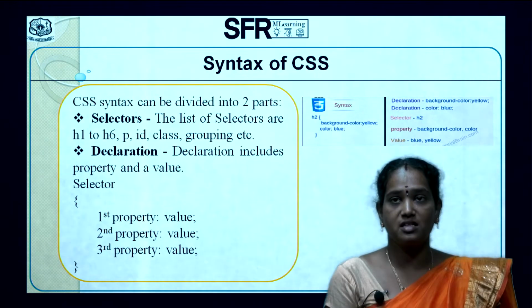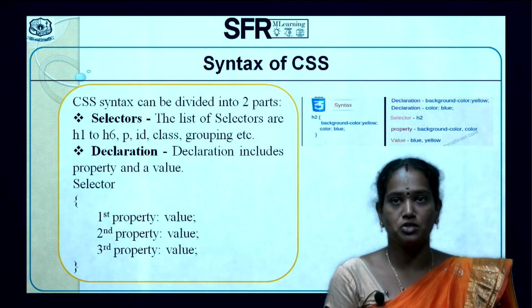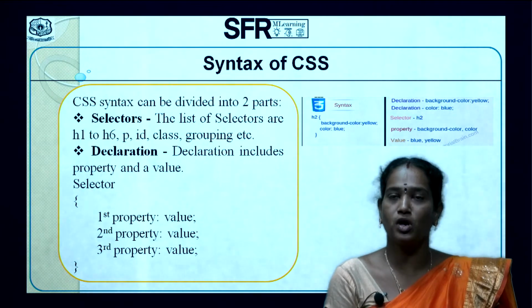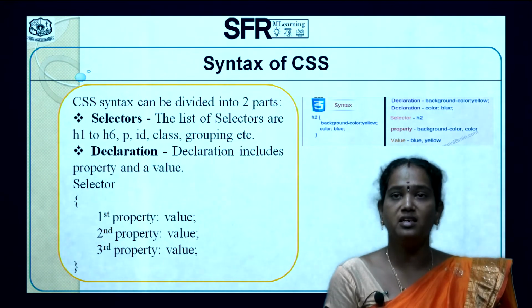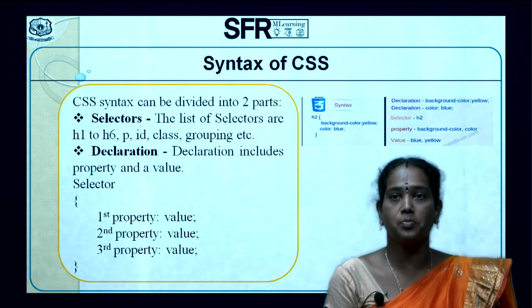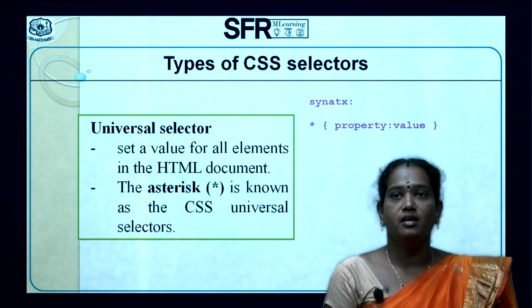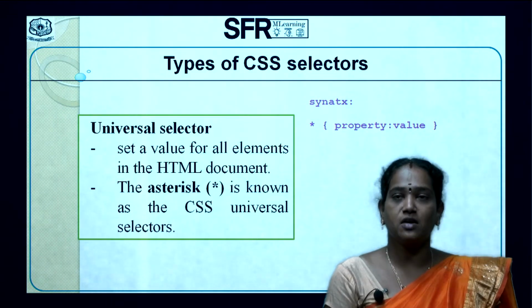Next, let us see the syntax of CSS. The CSS syntax can be divided into two parts. The first one is the selector and the next one is the declaration. The selector is mainly used to target H1 to H6 elements, paragraph, ID, class and grouping, etc. The declaration includes the property and the value of the particular property. So, the syntax is the selector, then we mention the property name and the value of the property.